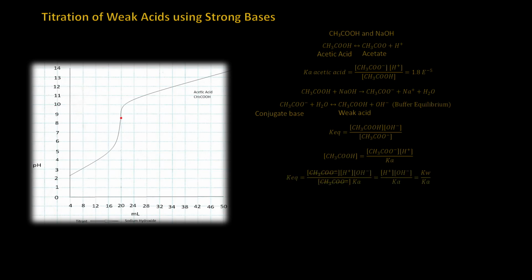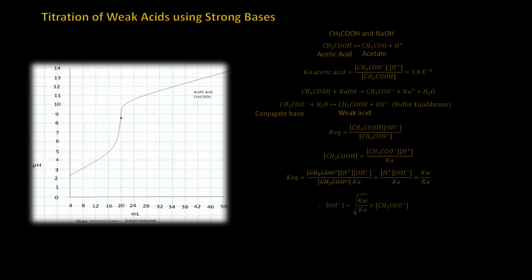Keq then equals the molarity of the acetate, multiplied by the molarity of the hydrogen ions, then multiplied by the hydroxide ions, further divided by the molarity of the acetate multiplied by the Ka value of the acetic acid. Mathematically, the acetate can be cancelled out, and the equation is shortened. Keq is now shown to equal the molarity of the hydrogen ions, multiplied by the hydroxide ions, divided by Ka. Since hydrogen and hydroxide forms a water molecule, Keq is now equal to Kw divided by Ka.